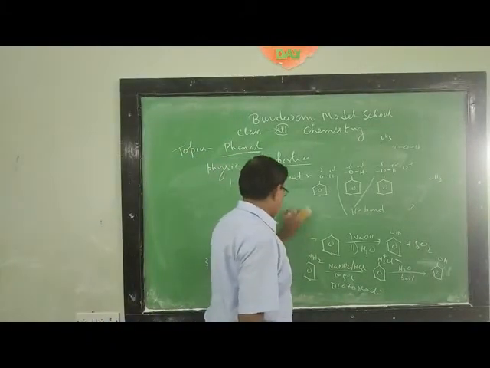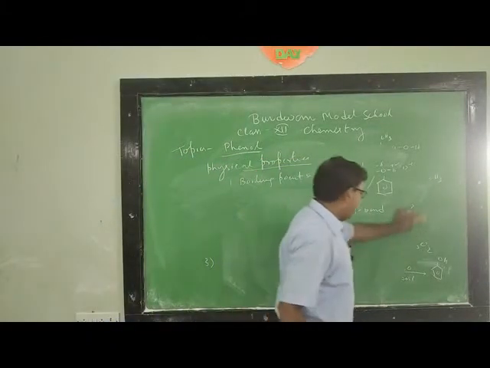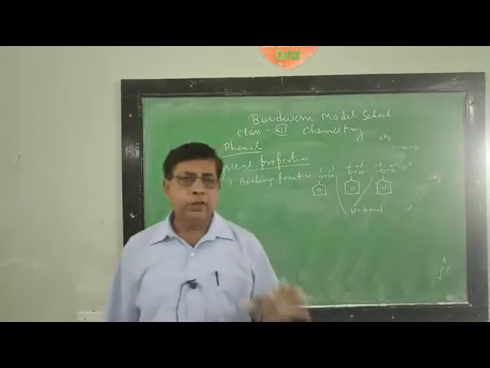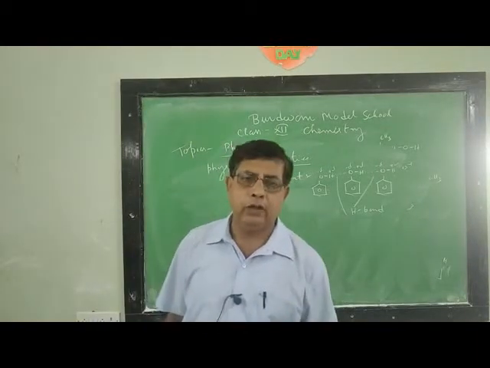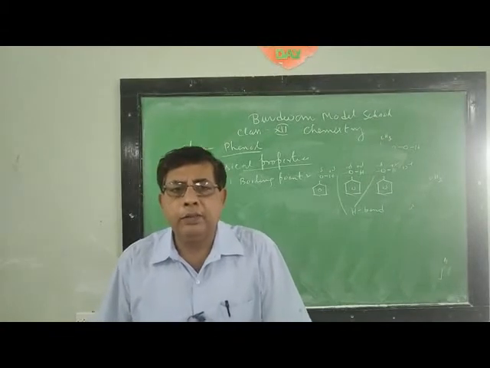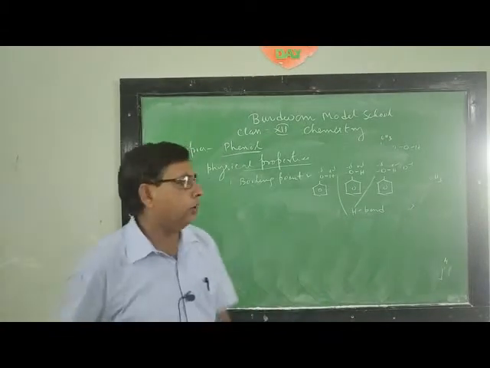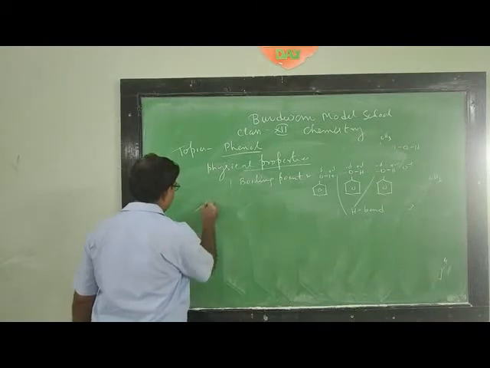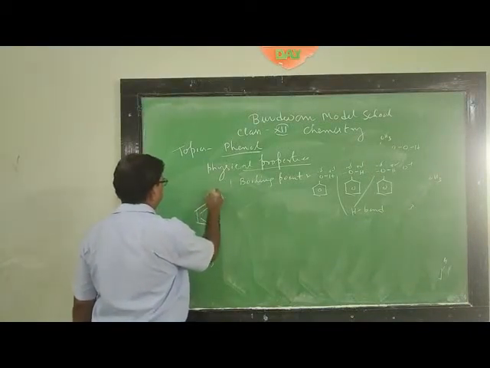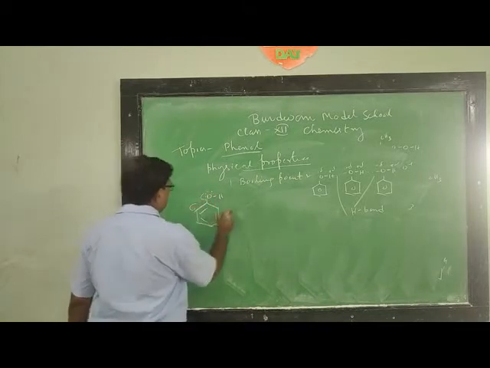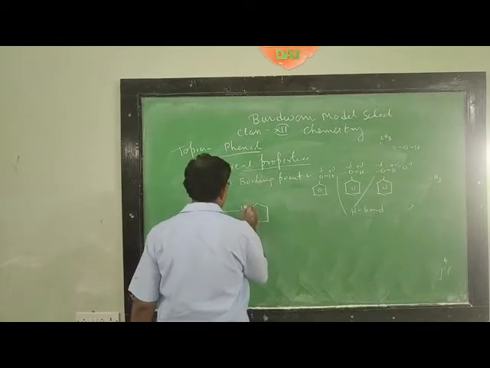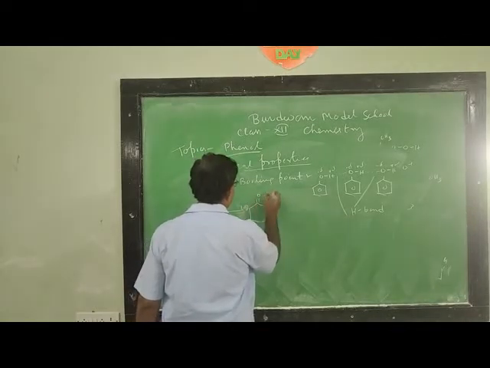What are the chemical properties? First we compare the acidic properties of phenol. You know that if we compare ethanol and phenol, which is more acidic? Phenol is more acidic. Why? That can be explained by the resonating structure of phenol. If you draw the resonating structure of phenol, this is the resonating structure of phenol. Phenol has plus M effect. You have already known this.